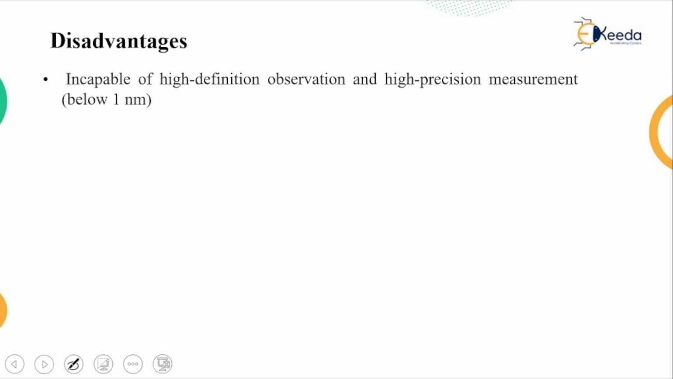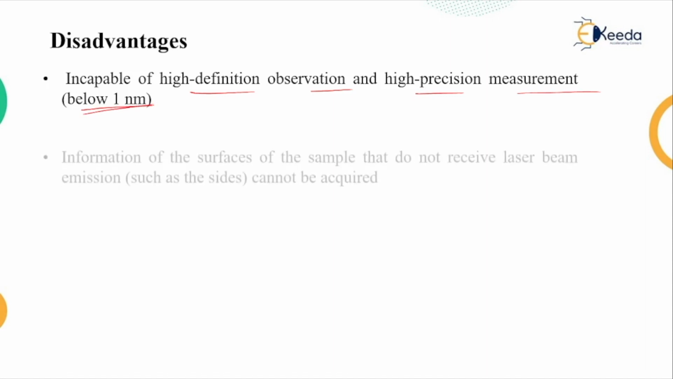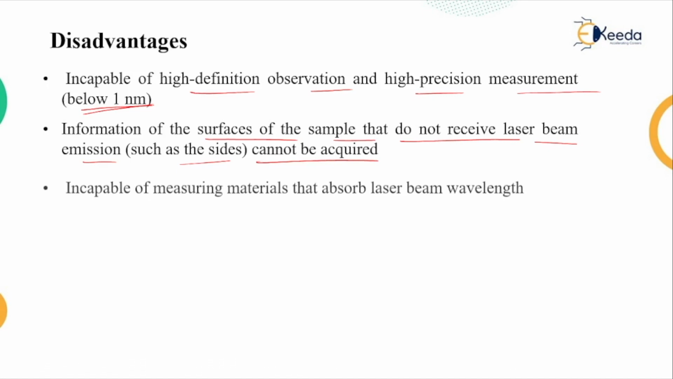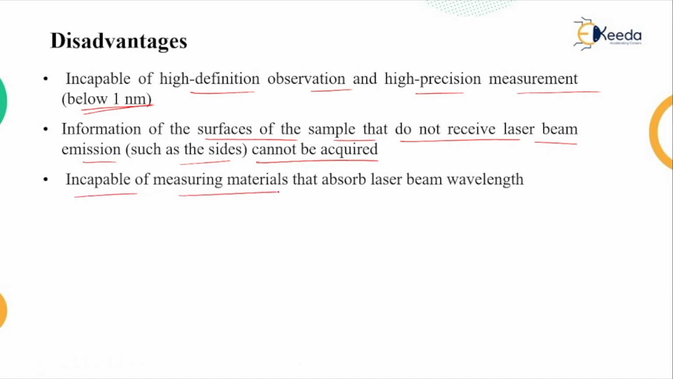Now the disadvantages: it is incapable of high definition observation and high precision measurement. Below 1 nanometer we cannot measure the surface roughness. The information of the surface of the sample that does not receive laser beam emission, such as the sides, cannot be acquired. Again, it is incapable of measuring materials that absorb the laser beam wavelength. So this is the main disadvantage.